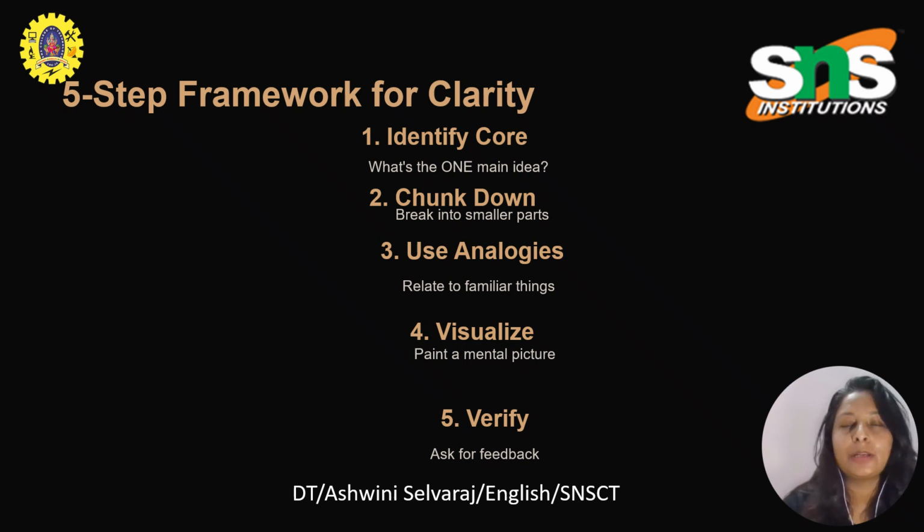There are 5 steps I would like to teach you when it comes to clarity in explaining to students. The first one, identify the core concept. You can have one main idea, and for that one main idea, you create a framework for them, or you create one mind map. With the help of the mind map, it's easy for them to understand the whole concept.